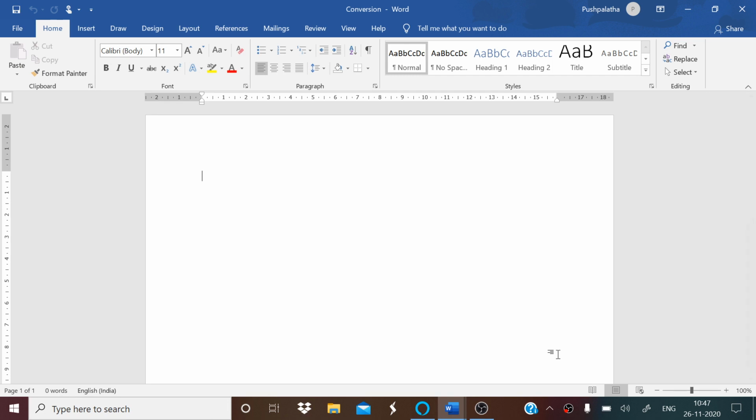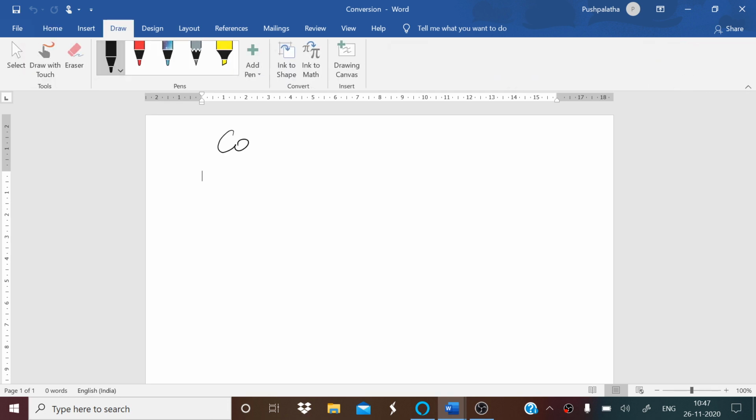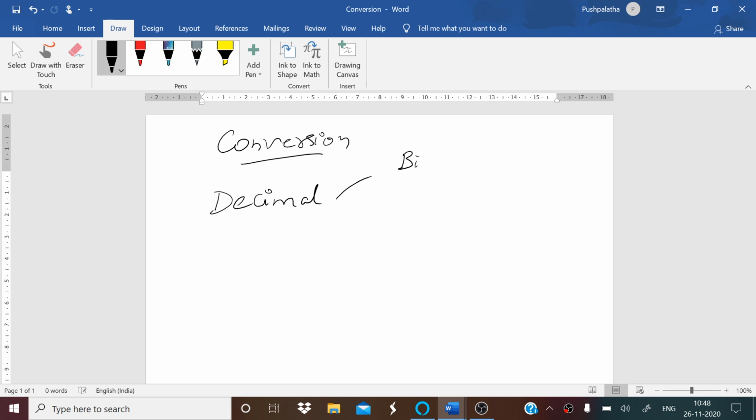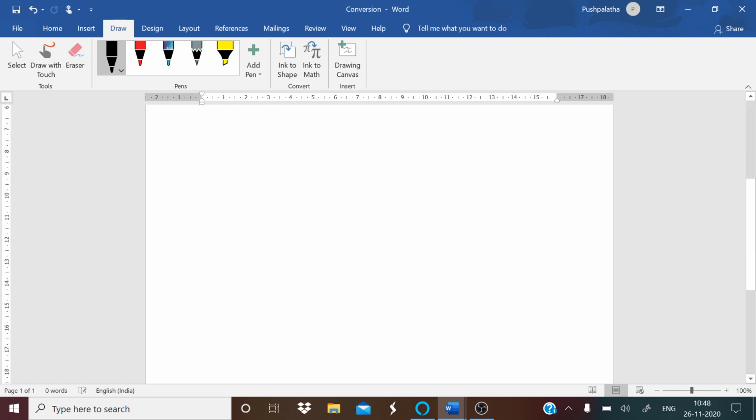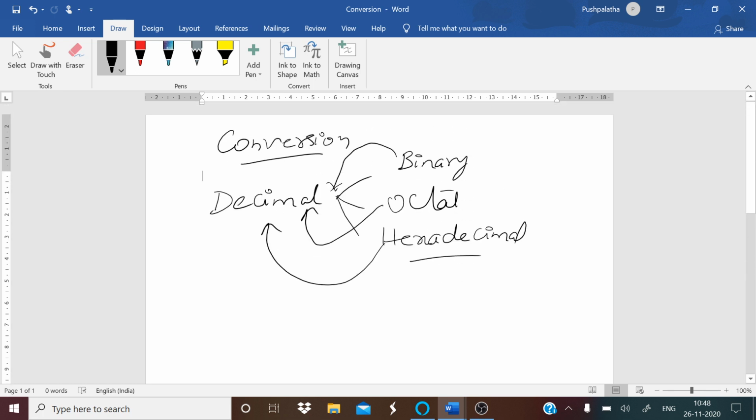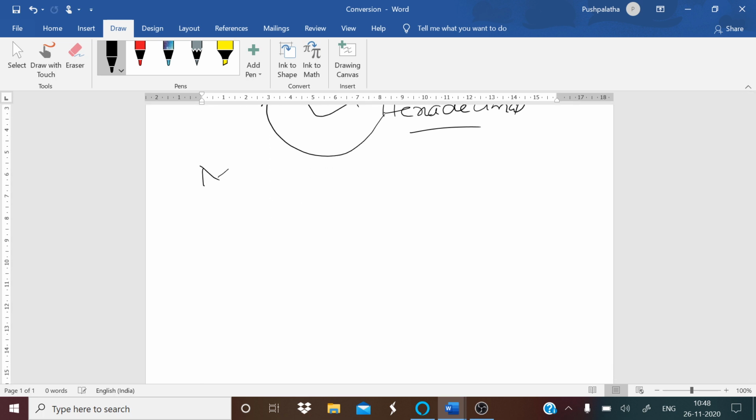In the last class we learned about conversion from the decimal system to binary, decimal to octal, and decimal to hexadecimal. So in this session let us talk about the conversion from binary to decimal, octal to decimal, and hexadecimal to decimal. As we had already said earlier, the process that you are supposed to follow here is multiplication.